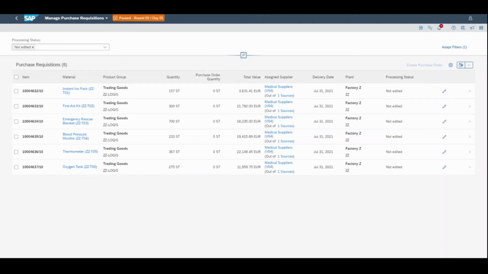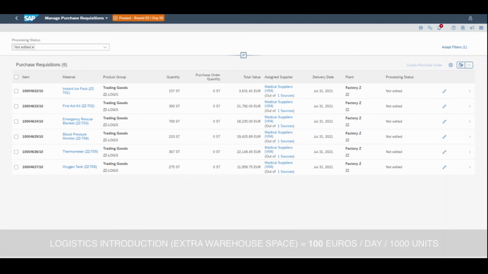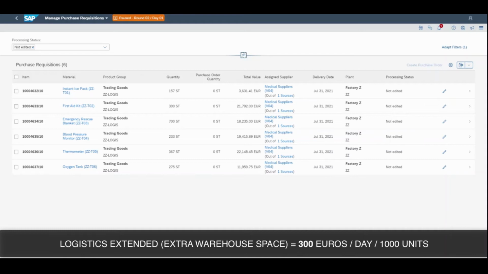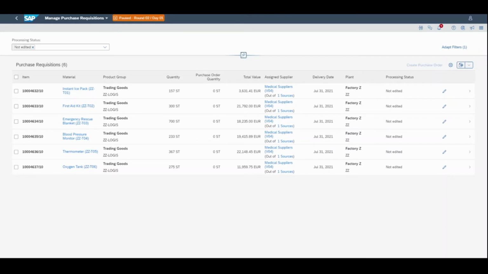If a company requires more warehousing space, additional space can be rented on a daily basis. For logistics introduction, this comes at a cost of €100 per day for every additional 1,000 units. For logistics extended, this daily cost is increased to €300. The cost of additional storage will automatically be billed and paid immediately. Participants will need to strike a balance between which cost is more substantial than the other.